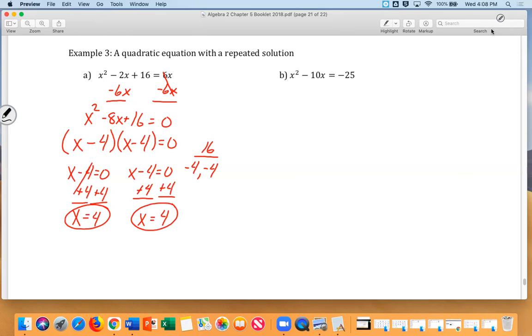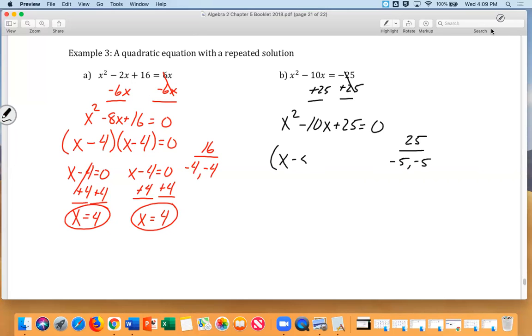With the next one, add 25 to both sides. x squared minus 10x plus 25 equals 0. Looking for the factors of 25 that add up to negative 10. Well, it's negative 5, negative 5. So it's going to be x minus 5 times x minus 5. And we've been doing this long enough that we can see my answers are x equals 5.